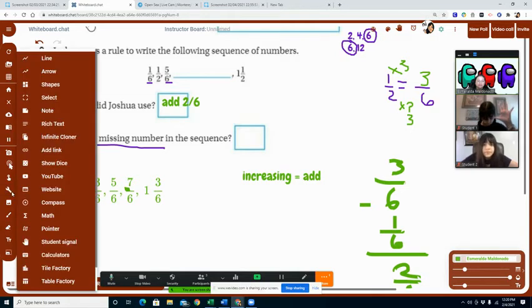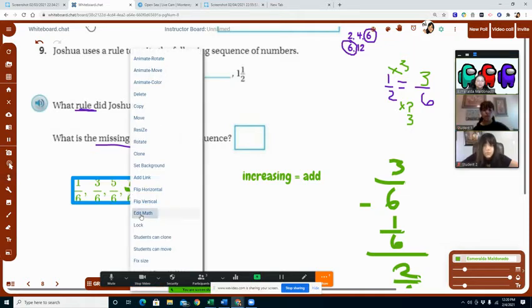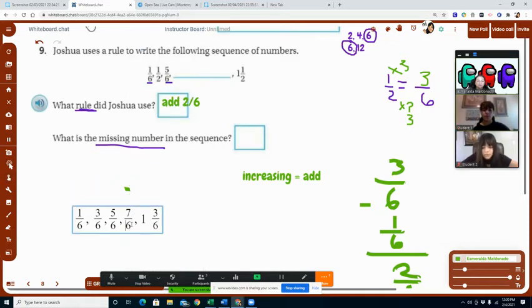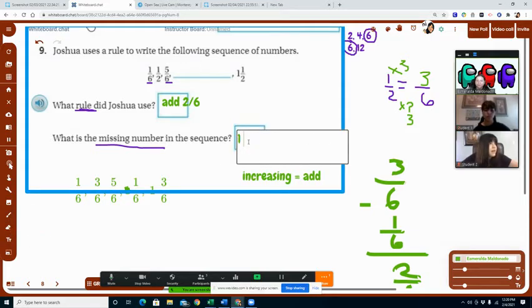So what is 7/6 equal to? Since 7 already passed 6/6, it is 1 whole and 1/6. I do that by subtracting 6 over 6. So 7 minus 6 is equal to 1. So I have 1 whole and 1/6. So that missing term is equal to 1 and 1/6.